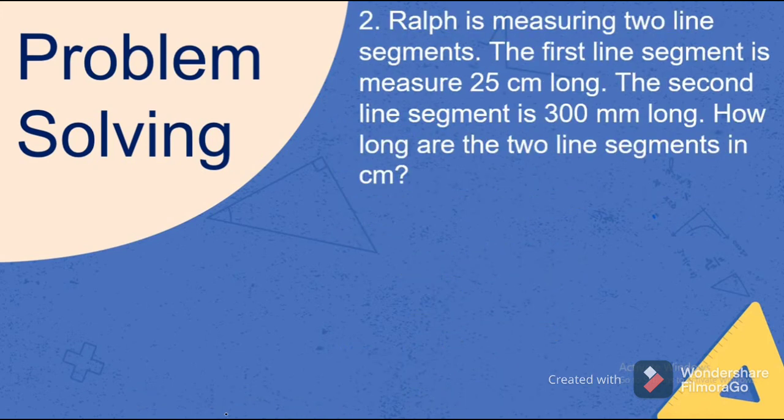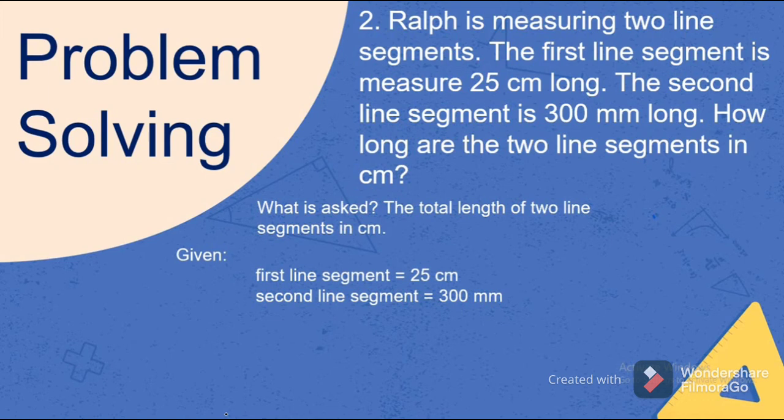Another problem. Ralph is measuring two line segments. The first line segment measures 25 centimeters long and the second line segment is 300 millimeters long. How long are the two line segments in centimeters? First, what is asked? The total length of two line segments in centimeters. Second is to write the given. First line segment is equal to 25 centimeters and the second line segment is equal to 300 millimeters. The conversion factor needed is 1 centimeter is equal to 10 millimeters.